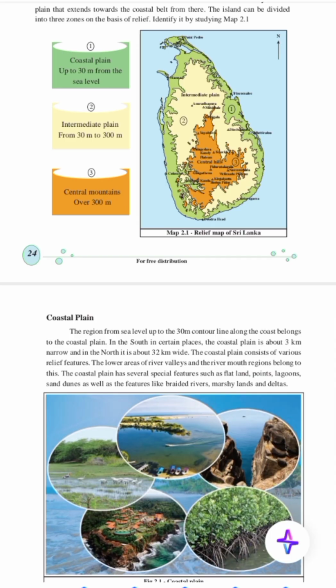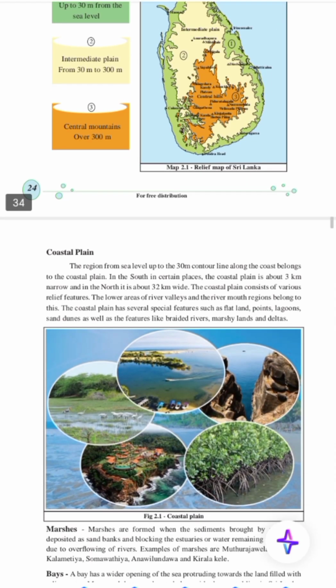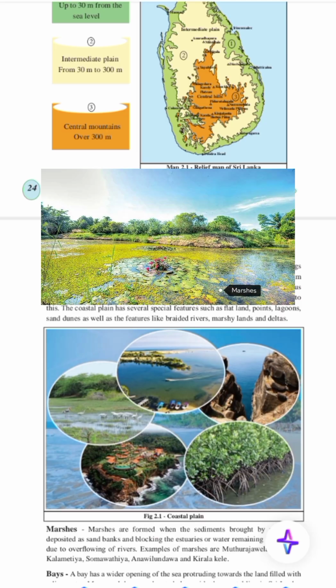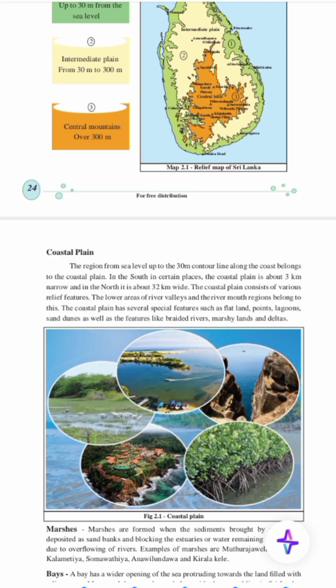The coastal plain consists of various relief features. The lower areas of river valleys and the river mouth regions belong to this. The coastal plain has several special features such as flatland, points, lagoons, sand dunes, as well as features like braided rivers, marshy lands, and deltas. Coastal plain means the lowland along the coast.